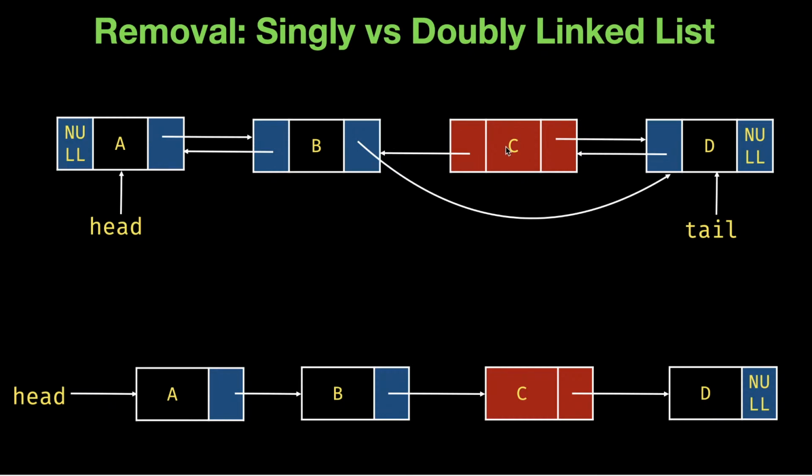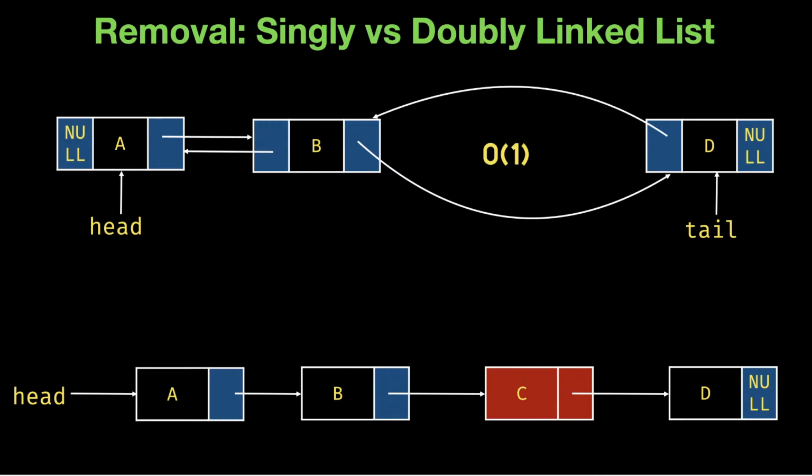So if we have reference to C, we can go back to B, and also we can go to D and manipulate this pointer to point back to B, right? So we have access to both directions, and then we can just remove it. No matter how many nodes there are in the linked list, the operation will always execute in O of 1 time.